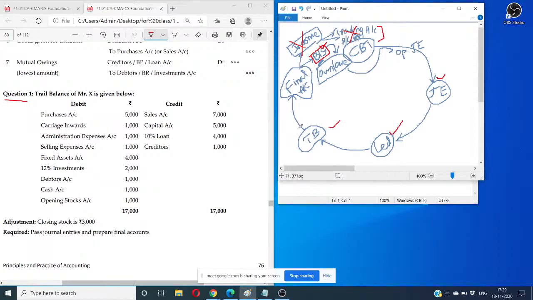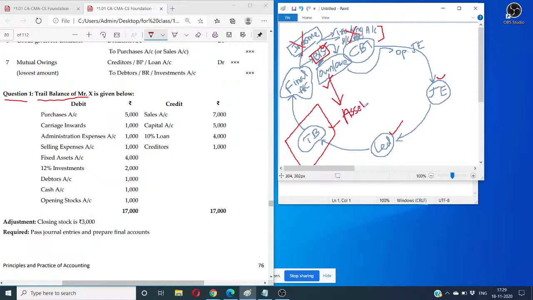So in the previous classes we have learned up to the preparation of the trial balance. In this class, my teaching is all about how to prepare the final accounts from the trial balance. So here the trial balance is given. So let me now decide on what this particular element is, balance sheet, what we own and what we owe. What we own is nothing but assets, right?